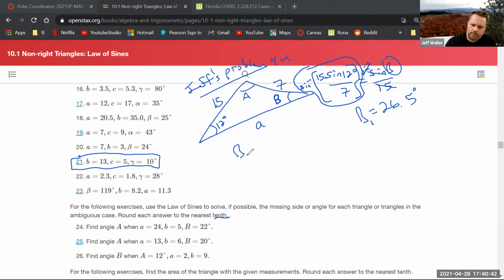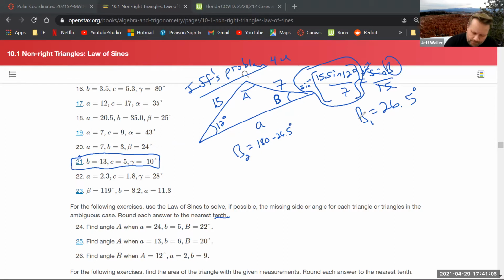What could be the second option? And let's see if it's a viable option. What could the other one be? What could it be? 153.5. Yeah, you just have to do 180 minus.